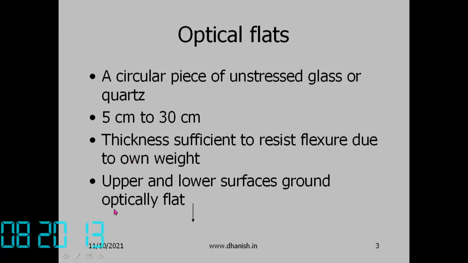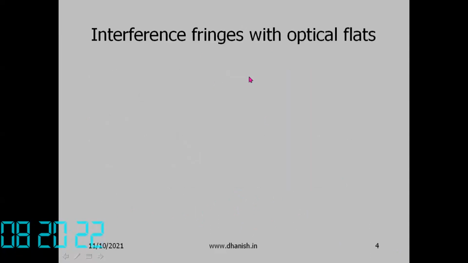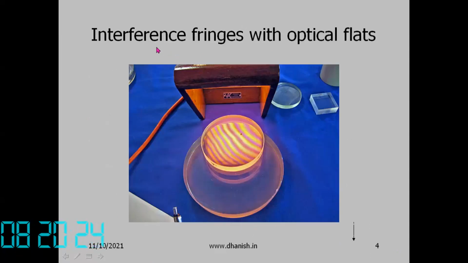And the upper and lower surfaces are ground optically flat. So both surfaces are flat, and of course they should also be parallel, then only we'll get the proper pattern. So, interference fringes with optical flats.